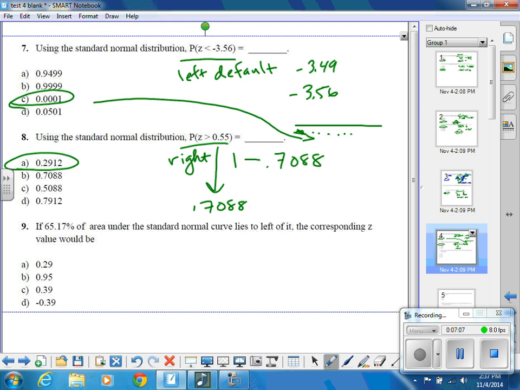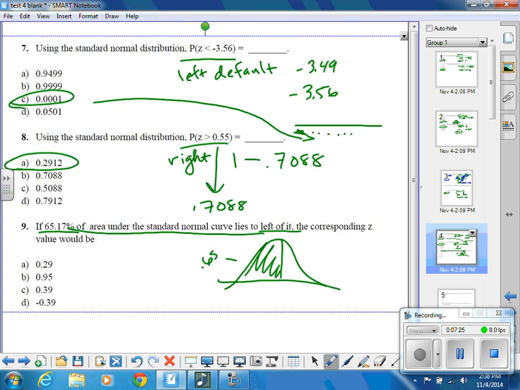Now this next one is having us work backwards. Notice how this is worded. If 65.17% of the area under the standard normal curve lies to the left of it, find the corresponding z-values. What they're telling you is, here's your picture. They're telling you that this is 0.6517. What's the z?